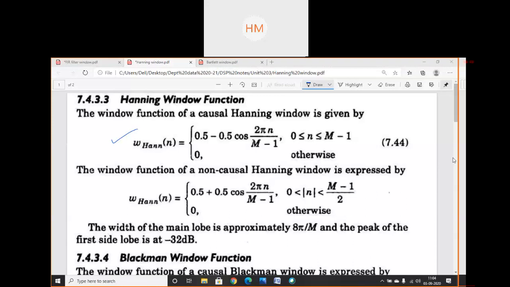Okay. So for the Hanning window function, the width of the main lobe is approximately 8 pi by m. Maximum of all the windows have this main lobe width of 8 pi by m, and the peak of the first side lobe is at -32 dB. Generally, how do we plot frequency response, students?